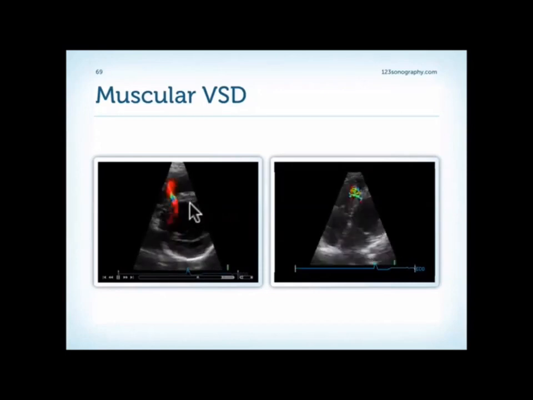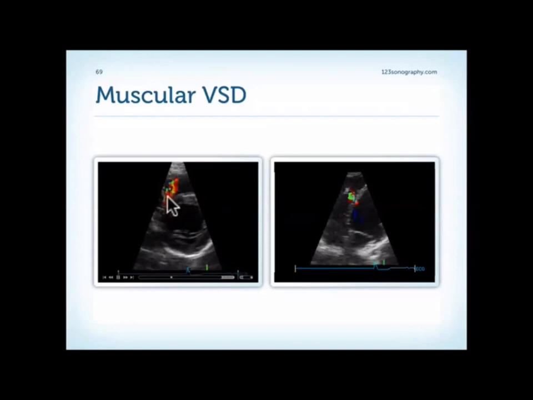Here again, a trabecular or muscular VSD seen in the short axis view, septal defect.